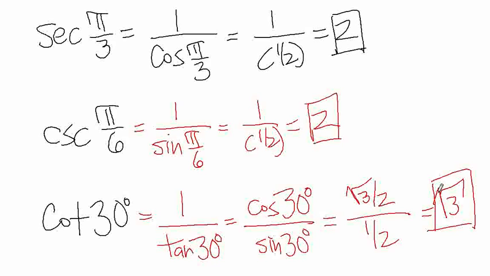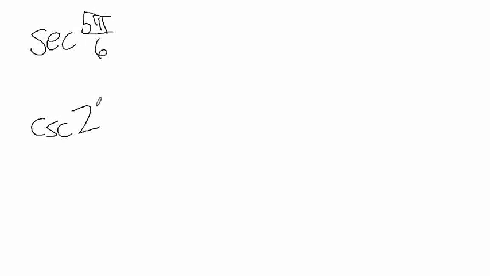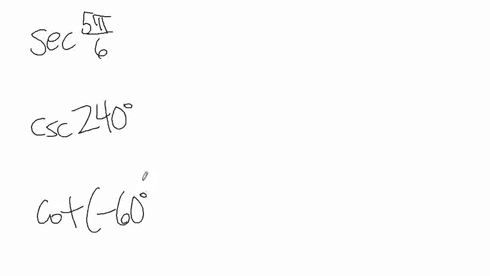Now let's close by having you try some slightly trickier ones. Can you find the secant of 5 pi over 6, the cosecant of 240 degrees, and the cotangent of minus 60 degrees? So give those a shot. Pause the video and try those now if you want to. All right, so I'll go ahead and work these out.